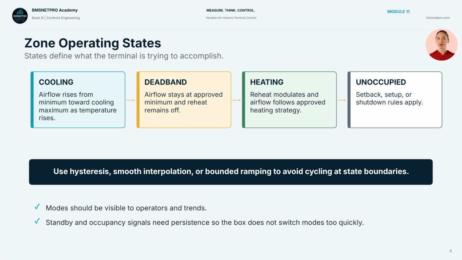A terminal sequence should clearly identify its operating state. In cooling, airflow rises from minimum toward cooling maximum. In deadband, airflow remains at the approved minimum and reheat is off. In heating, reheat modulates and airflow follows the approved heating strategy. In unoccupied mode, setback, setup, or shutdown rules apply. Smooth transitions, hysteresis, and bounded ramping help prevent cycling at state boundaries.